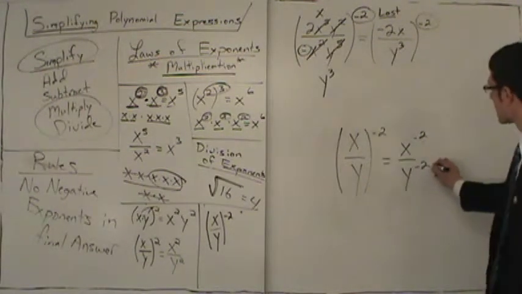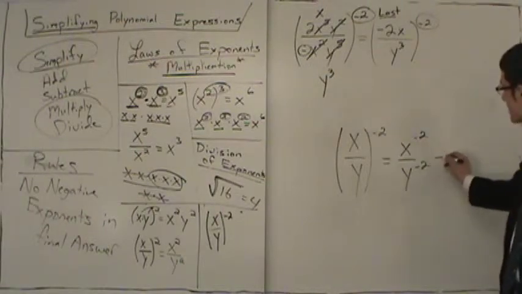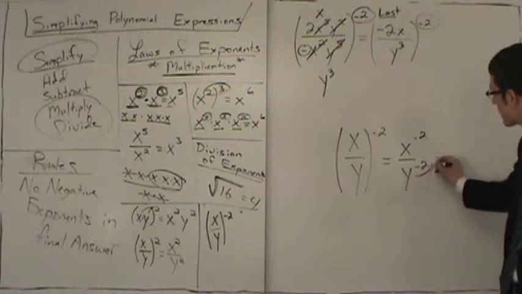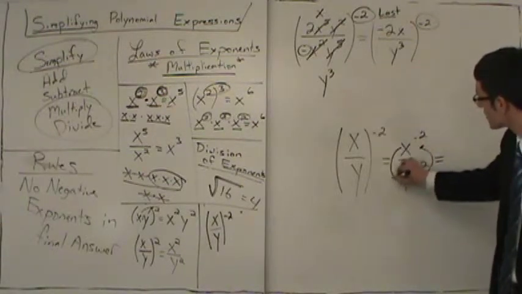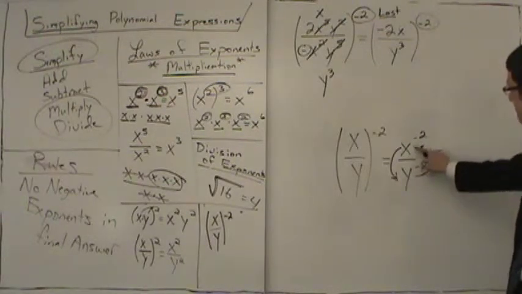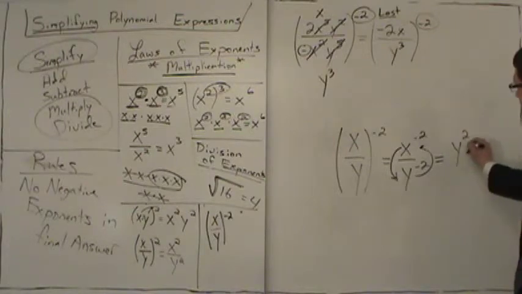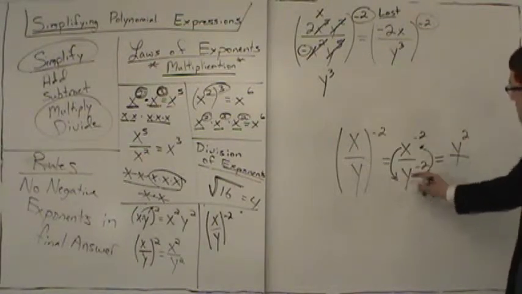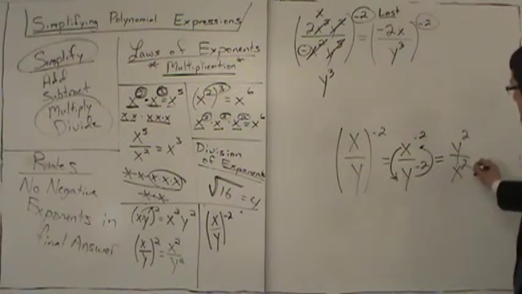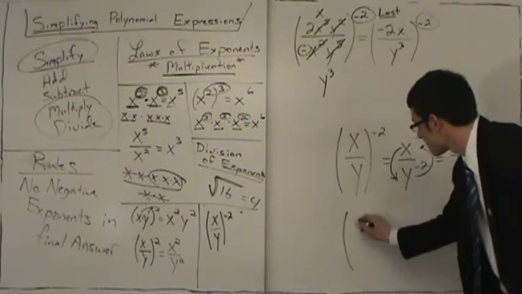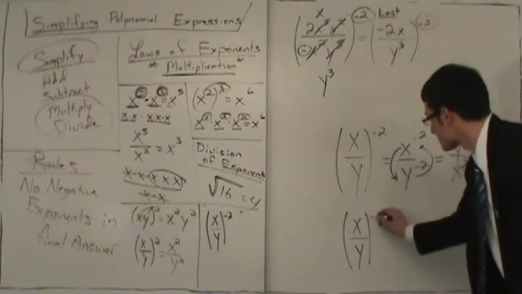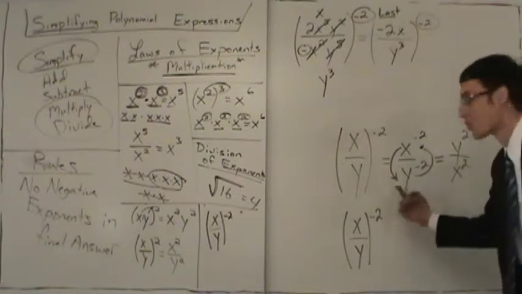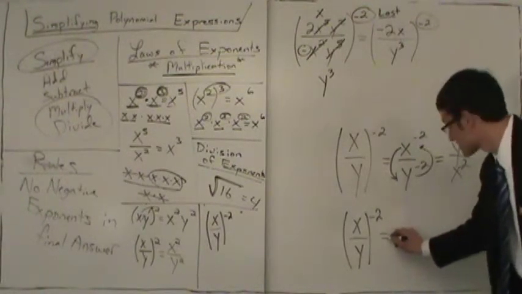Now, we cannot have negative exponents in our final answer, so we move the y to the negative 2 where? We move this to the top, and we take the x to the negative 2 and move it where? To the bottom. So we get y to the positive 2 on top, and x squared on the bottom. My question is, does this also work? I'm going to tell you, yes, it works, and it is faster.